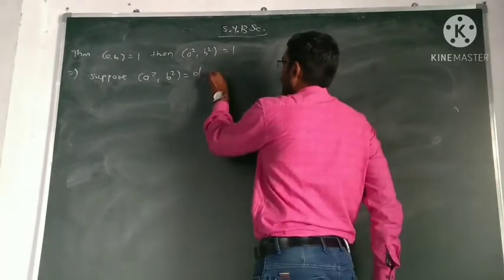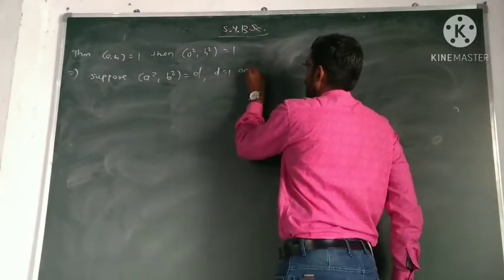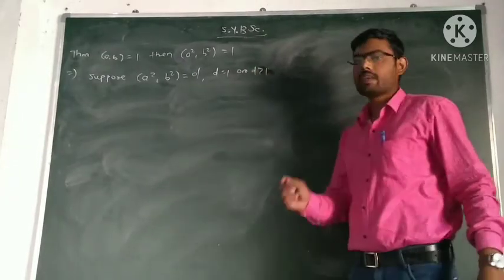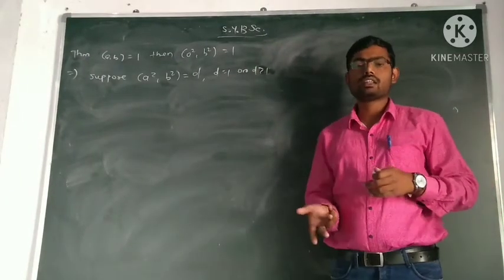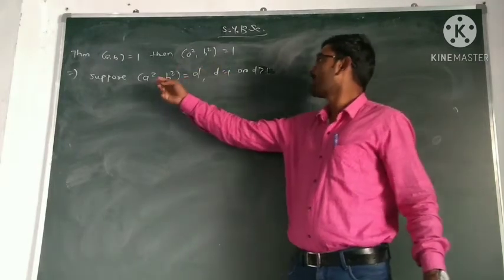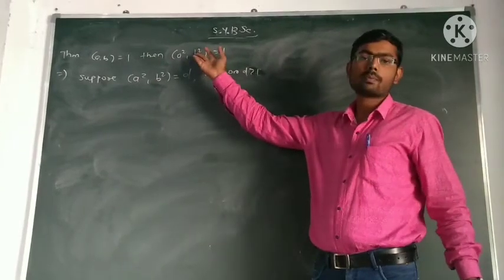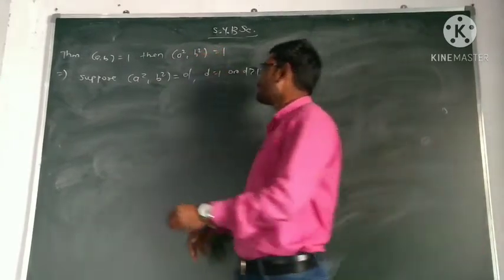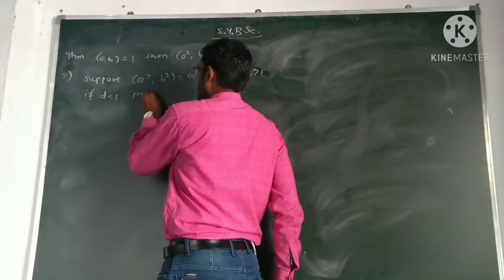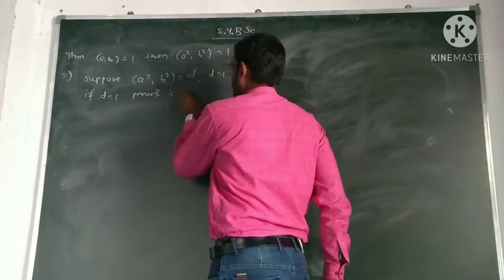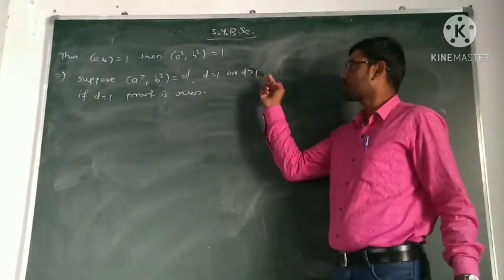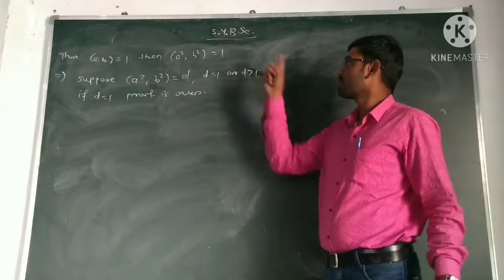We know GCD is either equal to 1 or a number greater than 1. So we have only two options: either D is equal to 1 or D is greater than 1. If D is equal to 1, then GCD of A square and B square is equal to 1 and the proof is completed. Now we will see the case when D is greater than 1 and show D cannot be greater than 1, D must be equal to 1.